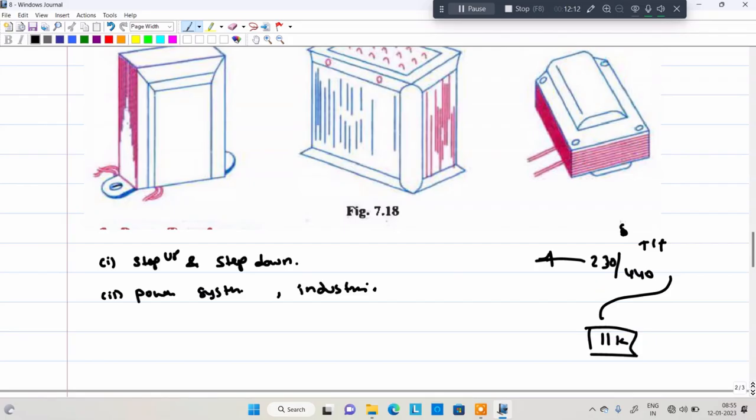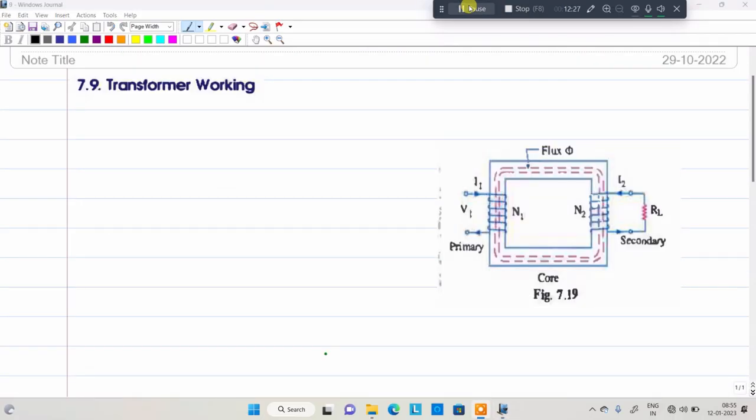So that's why the transformer plays a major role in electrical engineering, as one of the main components. Now we come to one of the interesting topics, the transformer working principle. Till now we have covered everything about the transformer, and now we are moving to the transformer working principle. Okay, let us see it.